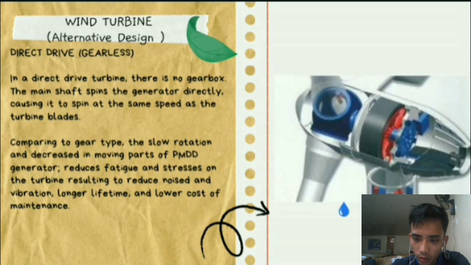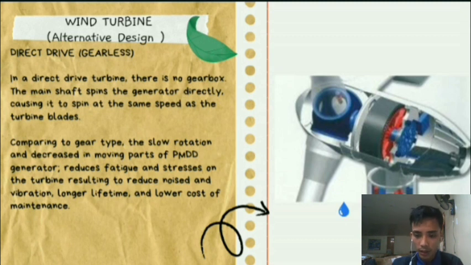Sabi po dito, direct drive, at makita natin sa slide, ito po siya, gearless na po siya. At sabi po dito, in a direct drive turbine, there is no gearbox. So sabi doon, wala na pong gearbox. The main shaft spins the generator directly, causing it to spin at the same speed as the turbine blades po.